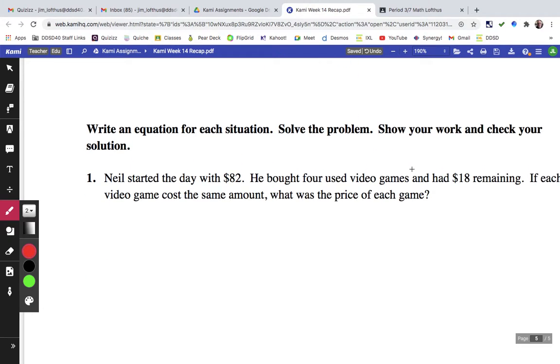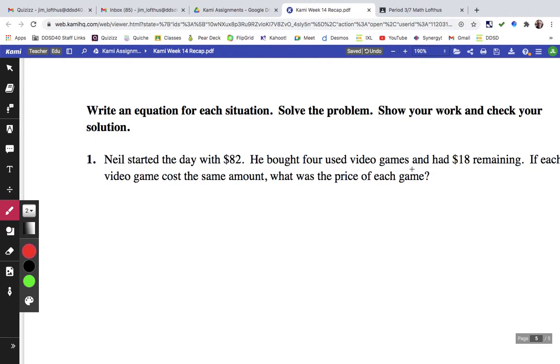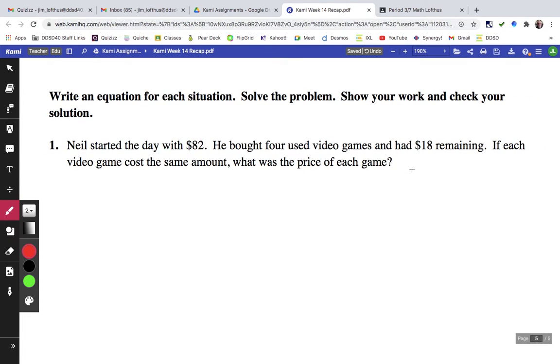Write an equation for each situation, solve the problem, and show your work and check your solution. So Neil started the day with $82. He bought 4 used video games and had $18 remaining. So let's let V equal the cost of the video games.